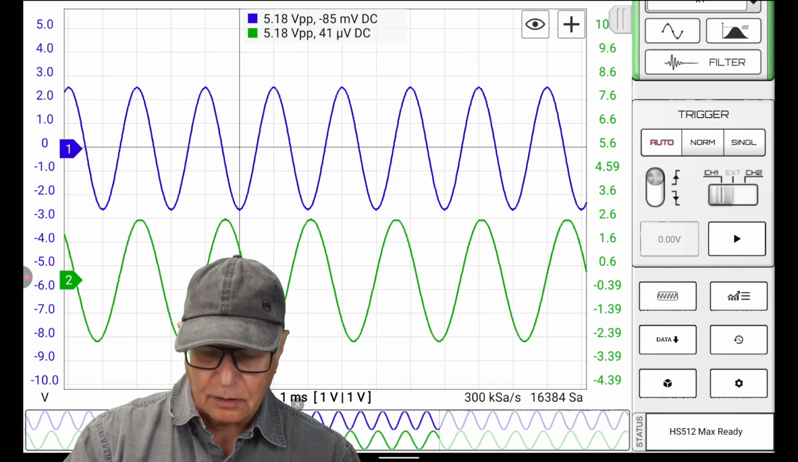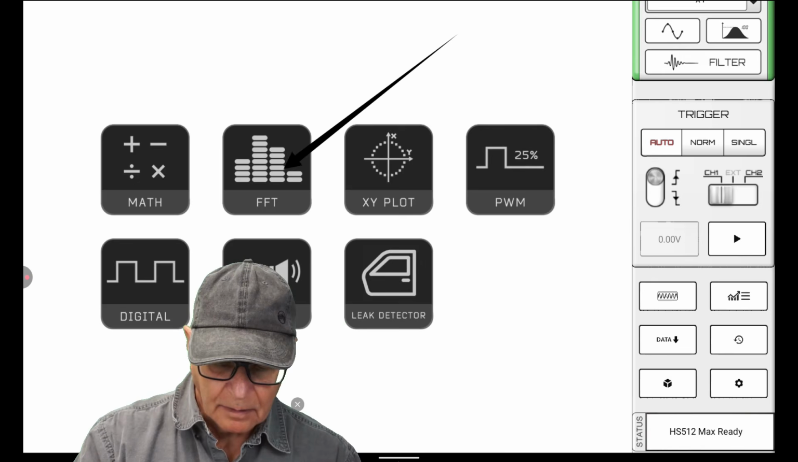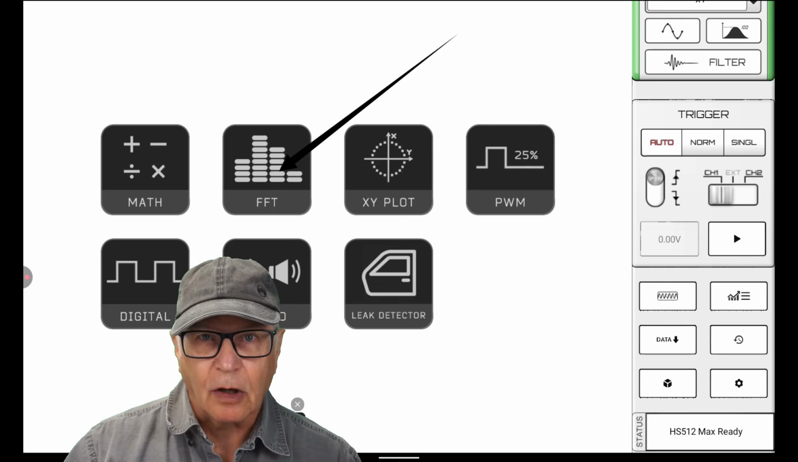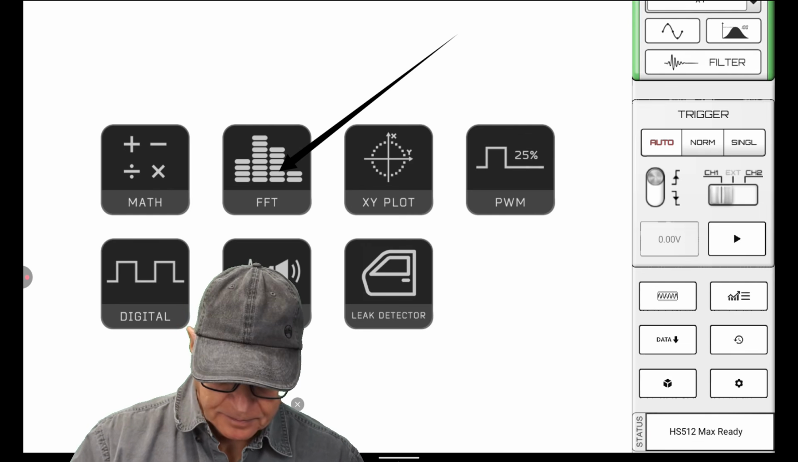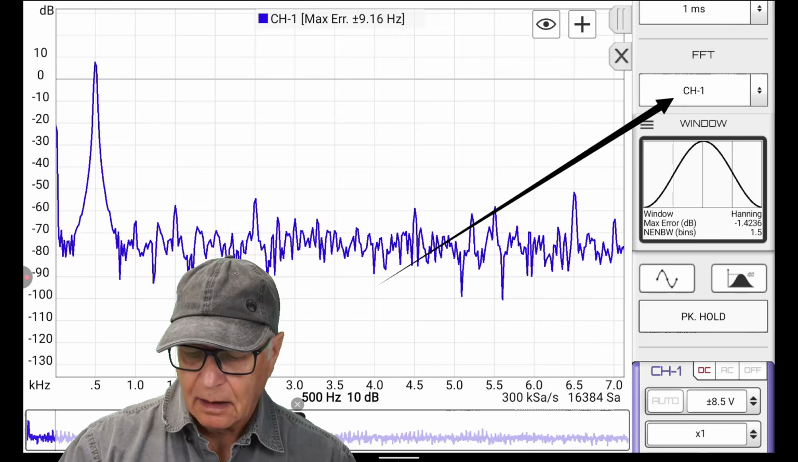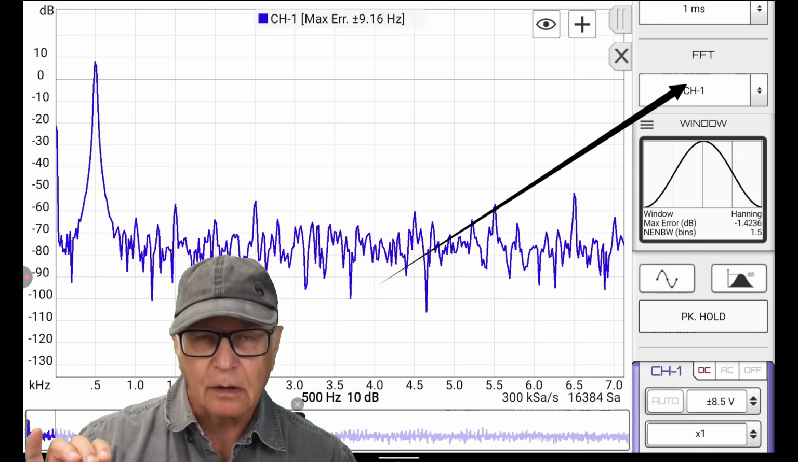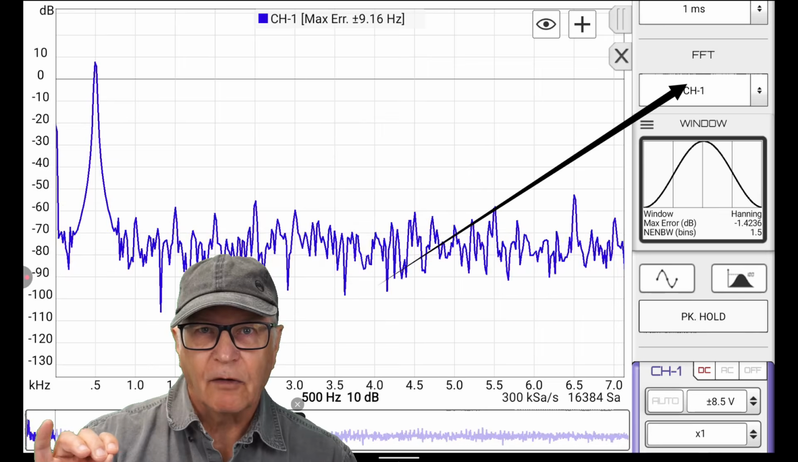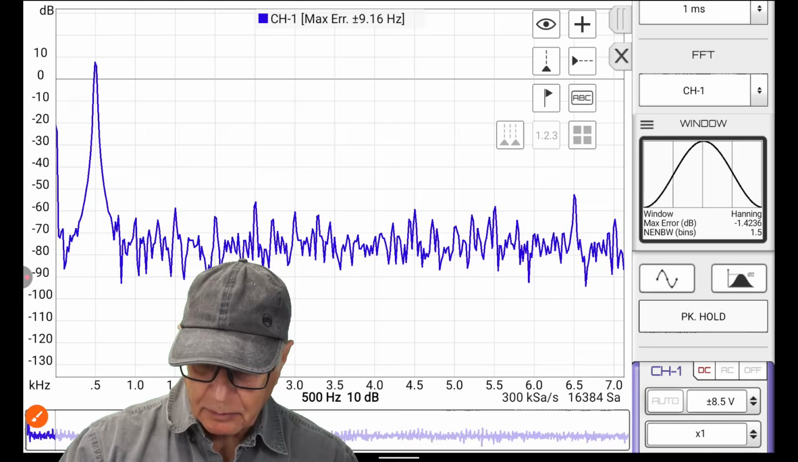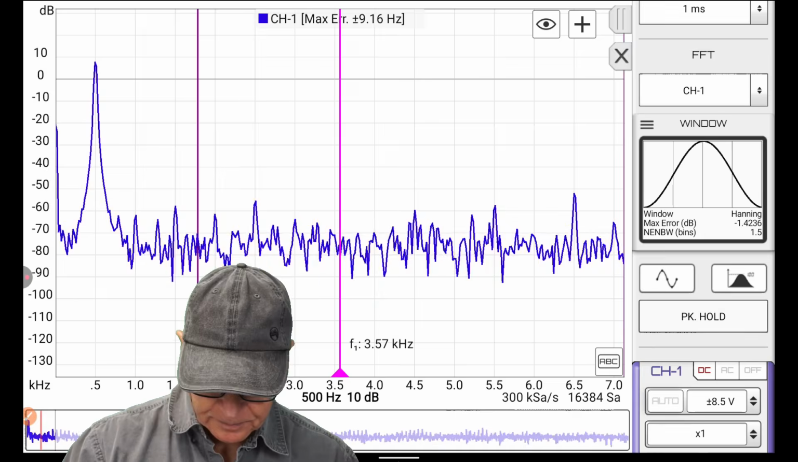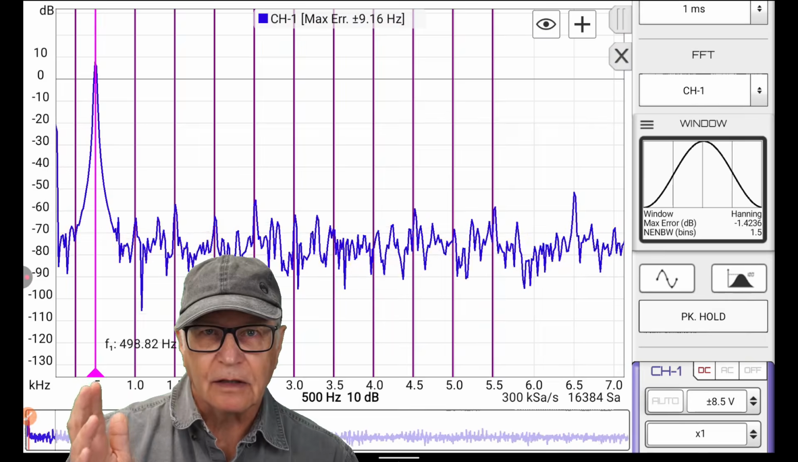HScope has a number of modules which can be accessed through this little cube here. One of them being the FFT module, which stands for Fast Fourier Transform. Let's select that. So we're applying a fast Fourier transform to channel 1. You'll remember that channel 1 was 500 kilohertz. Let me bring in a vertical cursor.